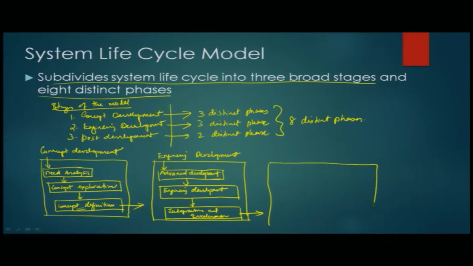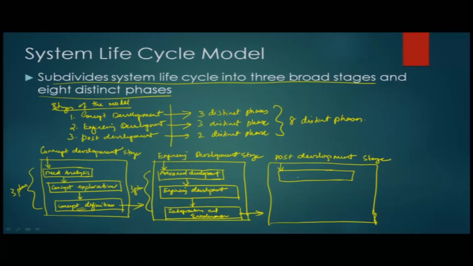Then comes the third stage of the model, which has only two distinct phases. The third stage is what we call the post development stage. So this is the concept development stage, this is another stage, this is the third stage, and here are the three phases. Here are also three phases, and here you have two phases. So the first phase is production. You have integrated and evaluated the model, and this becomes the precursor here. Once the production is done, then comes operations and support.